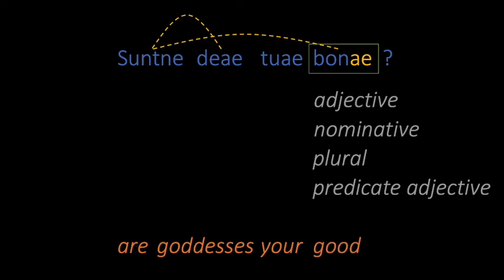So now we have are goddesses your good, which we massage a little with respect to word order to get are your goddesses good, which is a nice example of how the enclitic na turns an assertion into a yes-no question. Okay, moving on.